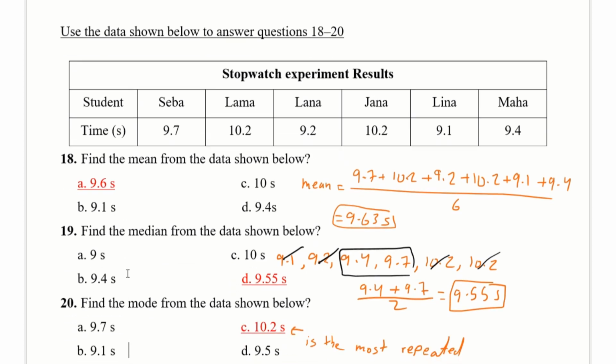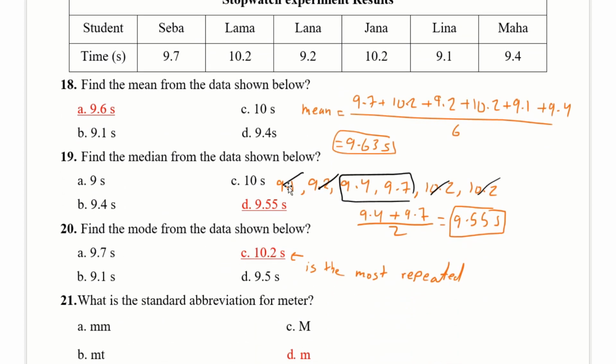And the median, how do you find it? I arrange the values from small to big, and then you cancel from both ends. In the middle we get 2 values, you divide by 2, you will get 9.55, so it is D. And the mode is the most repeated one, which is 10.2.